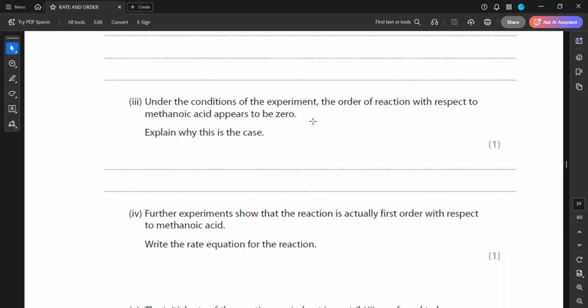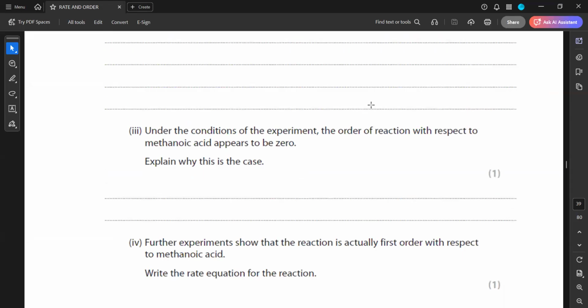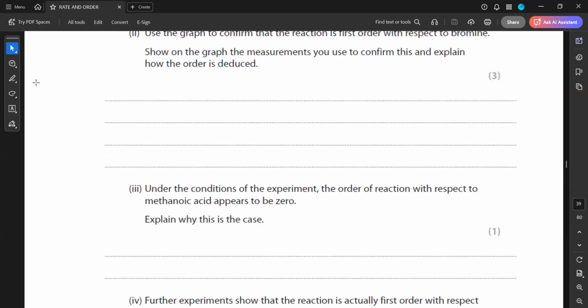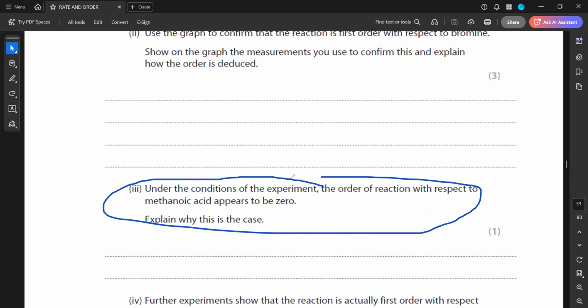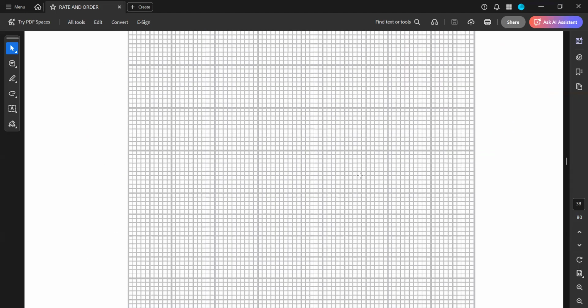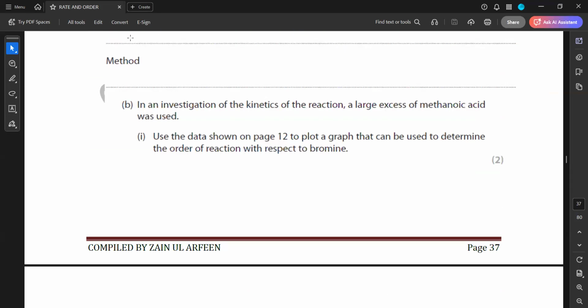Then under the conditions of the experiment, the order of reaction with respect to methanoic acid appears to be zero. Explain why this is the case. Why is it zero? The change in concentration of methanoic acid does not affect the rate. As you can see in the beginning, to investigate this we took a large excess of methanoic acid, more than what is needed. So the change in the amount of methanoic acid will not be large, only a very small change will be there.